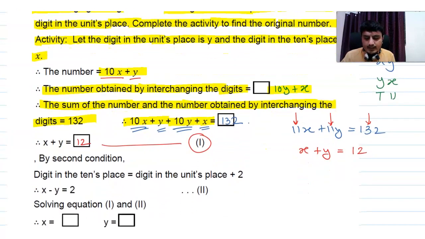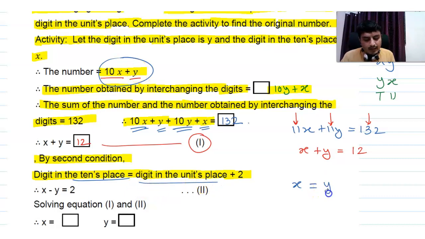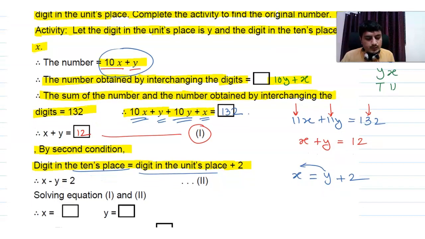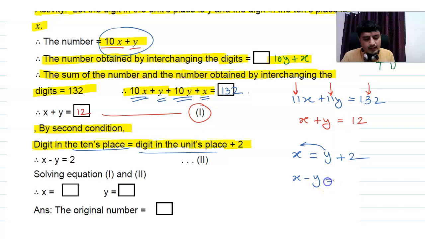Now by the second condition, we have the digit in the tens place is 2 more than the digit at the unit place. That means in the original number the digit at tens place we have x, that is equal to the digit at unit place we have y, plus 2 as it is. Now once we shift this y from RHS to LHS, plus y becomes minus y, so that we are getting x minus y is equal to 2. Let's call this equation number 2.